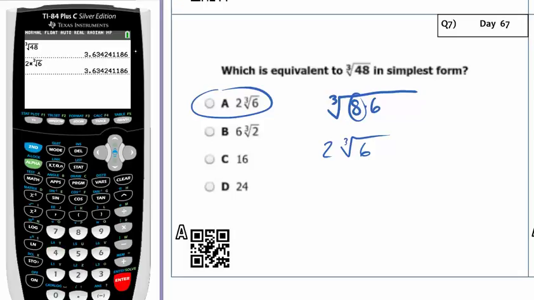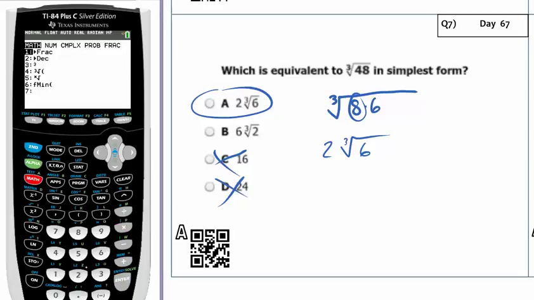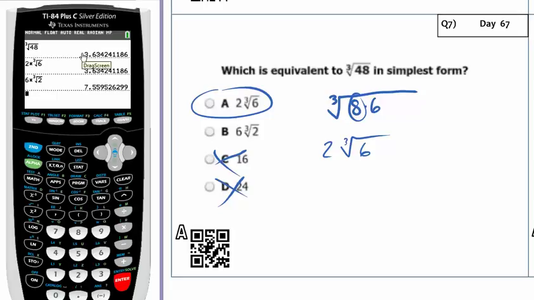Those are the only numbers that are going to end up being equivalent. If I choose any of these other ones, well, 16 doesn't work and 24 doesn't work, that's for sure. But if I got these backwards, 6 times the cube root of 2, math 4, the cube root of 2, I hit enter, it gives me a number that is not the same as the cube root of 48. So now I'm confident, because I know it's not 16 or 24, that the answer I chose is correct.